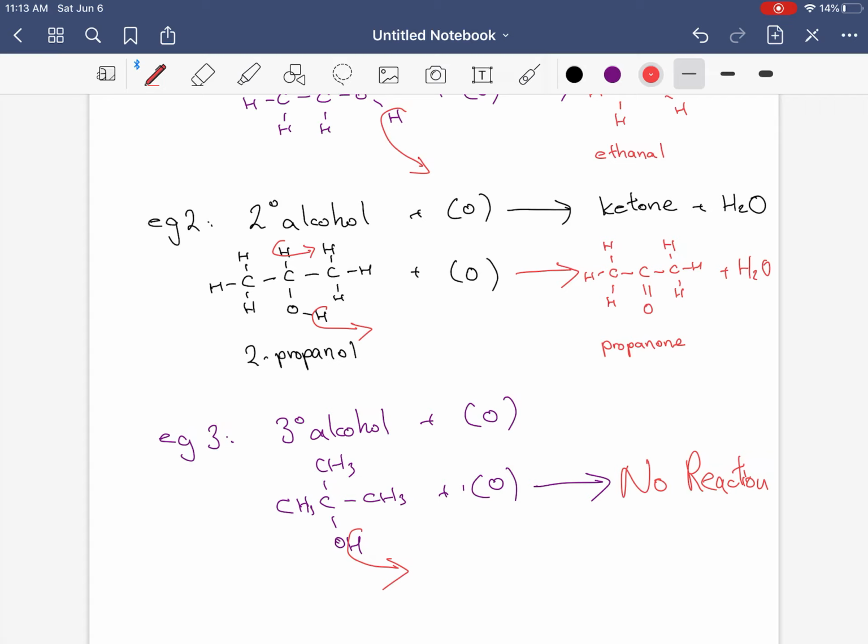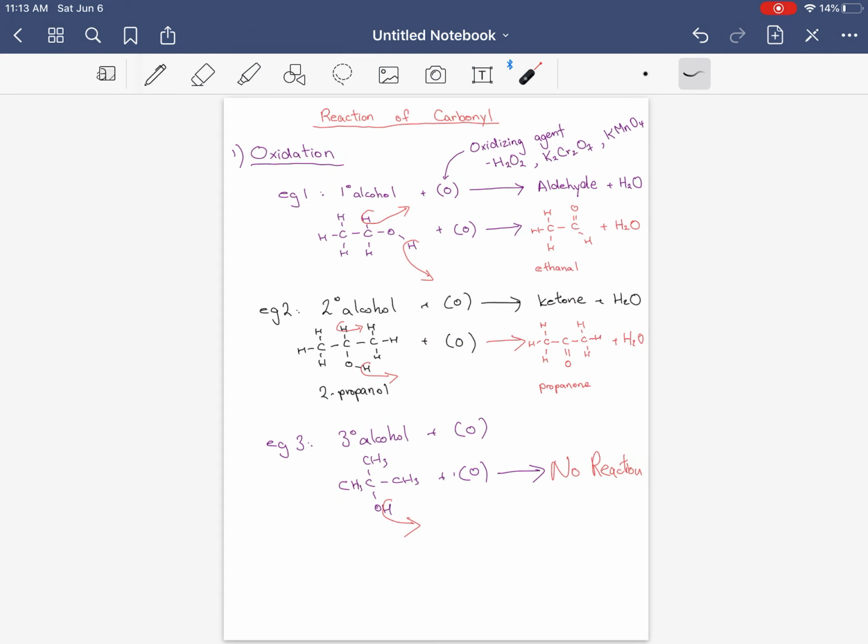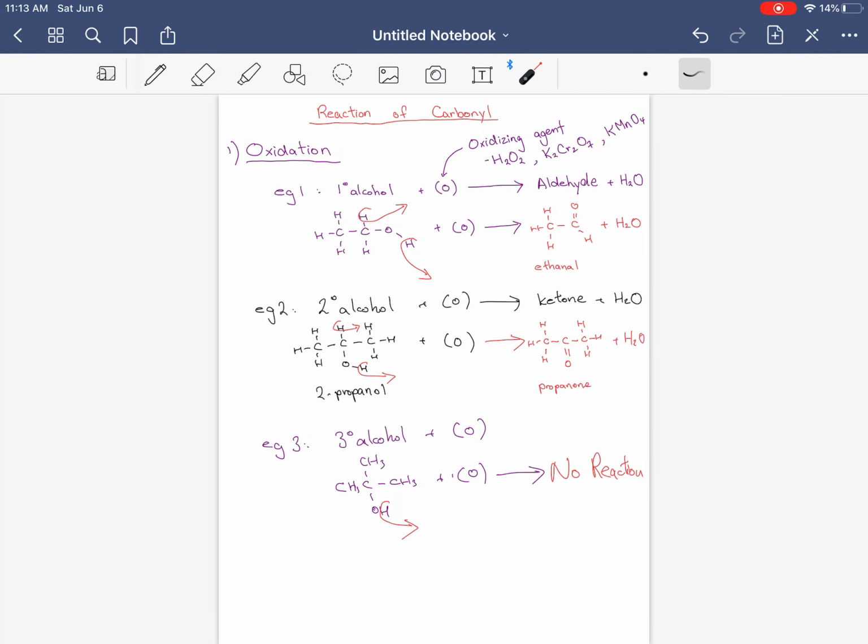Don't be fooled. Whenever you see a reaction and it's a tertiary alcohol you're trying to oxidize, make sure you tell the person who's asking you that question, hey, that's impossible because I can't find another hydrogen to make water with. Make sure you let them know. All right, so that's oxidation of alcohol. Obviously, by oxidizing alcohol, you get carbonyls, like aldehyde and ketone. So that's preparation of alcohol.